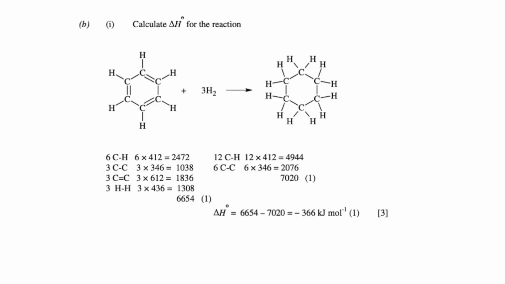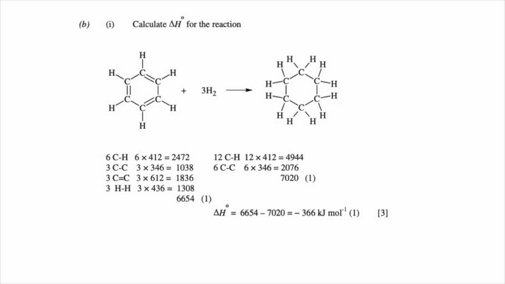So for part B, you have to calculate delta H from the bond enthalpy values that you're given. So you have to work out how much energy there is to break all the bonds. So there are 6 CH bonds in benzene. So the energy required to break all those 6 carbon-hydrogen bonds is 6 times 412, which is 2,472.